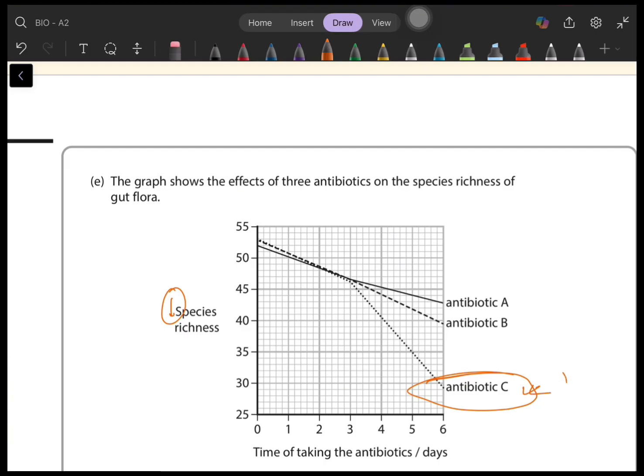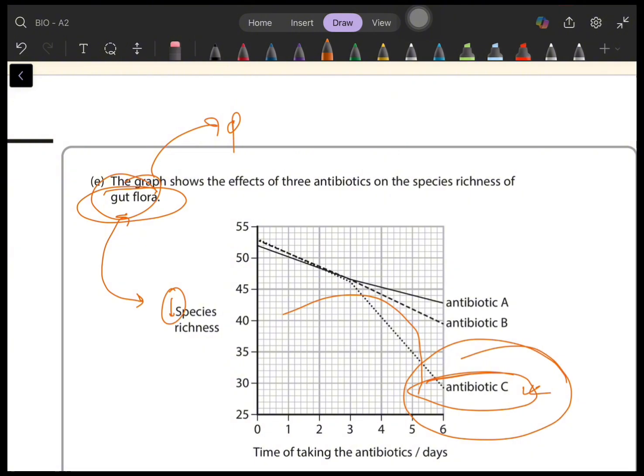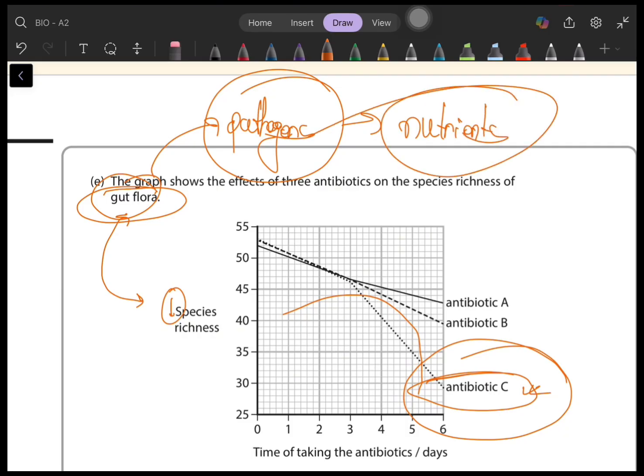And if lower doses of antibiotic C are needed, it would ensure that not much of the species richness of gut flora is damaged, because gut flora competes with pathogens or any other lethal microorganisms for nutrients. And when they do this competition, it prevents these pathogenic microorganisms from growing and causing diseases, right?